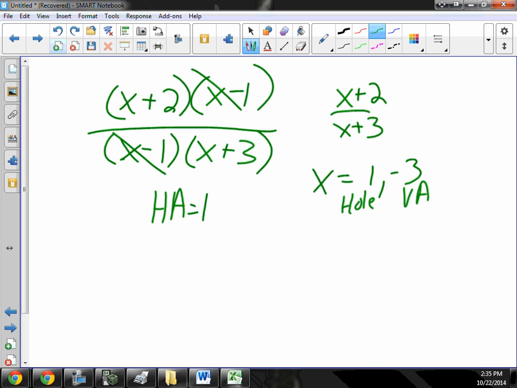What I want to point out here is the only thing we're going to add to this are the x-intercepts of the graph. Where does this graph cross the x-axis? Well, we have a fraction that equals 0. So we need to find the numbers that make the top 0 that don't also make the bottom 0. So we set these equal to 0, and my x-intercepts are -2 and 1.